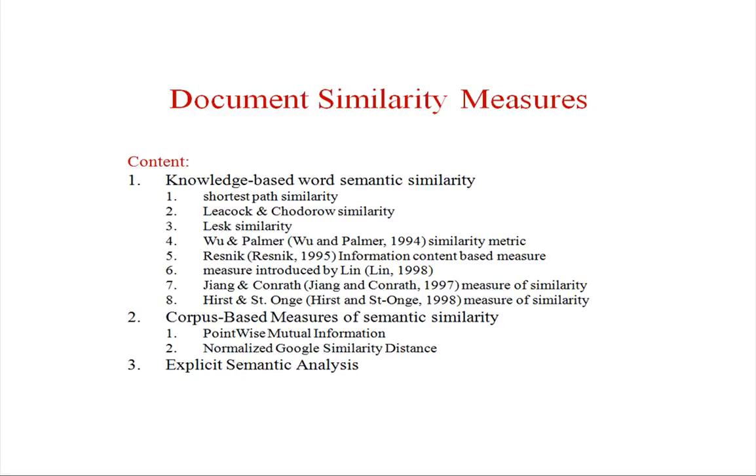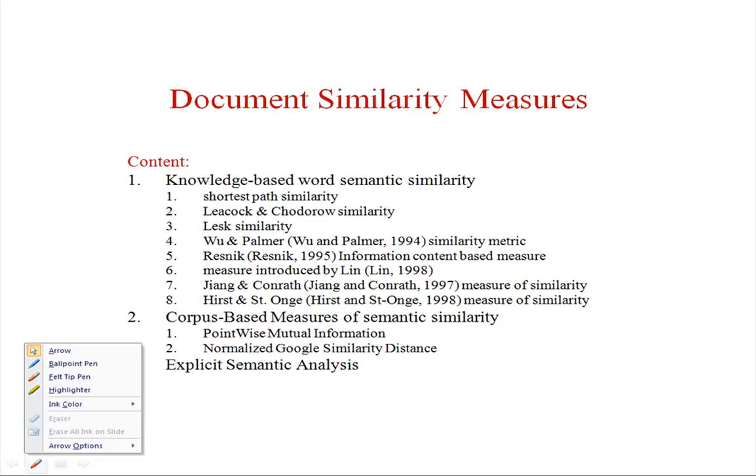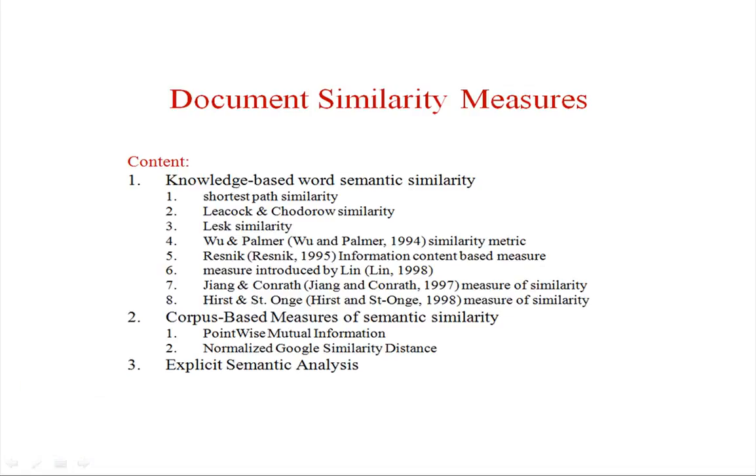In this lecture, I will consider the document similarity measures. You can divide the document similarity measures into three different categories. First is knowledge-based word semantic similarity. Second is corpus-based measure of semantic similarity, and third is explicit semantic analysis.